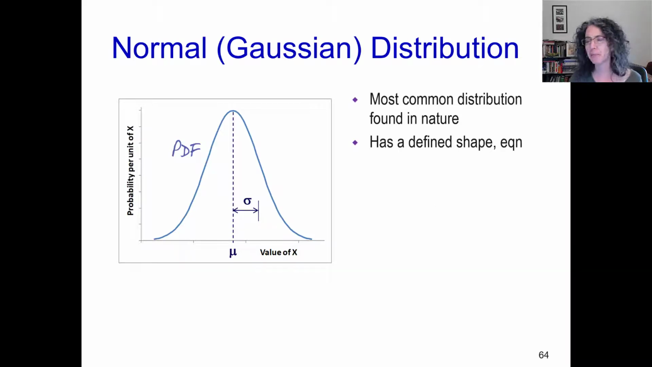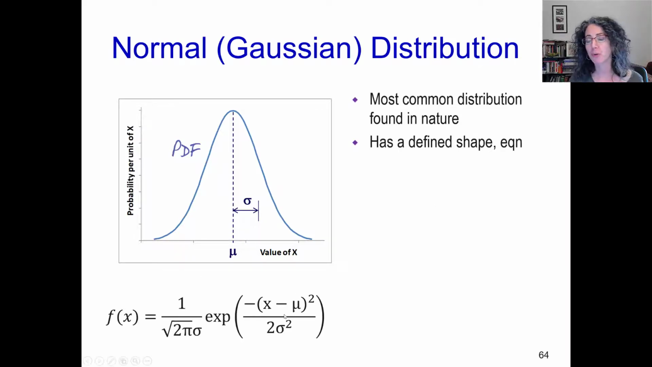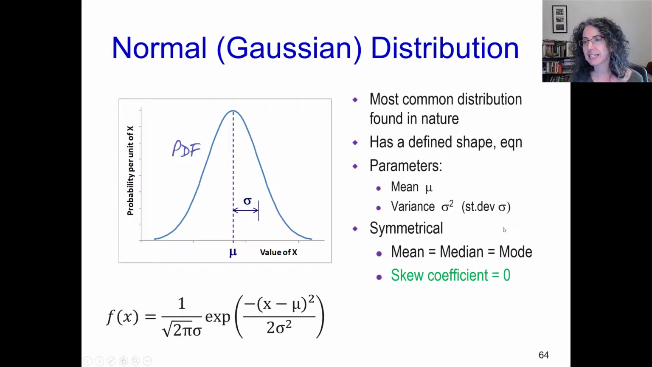It has a defined shape and equation. Here's the equation for the PDF of the normal distribution. Earlier we saw the CDF of the normal distribution as an example. It has two parameters, the mean, Greek letter mu, and the standard deviation, sigma, or also said as the variance, sigma squared. It's a symmetrical distribution, and so the mean and median and mode are all the same here in the middle. The fact that it's symmetrical means it has a skew coefficient of 0.